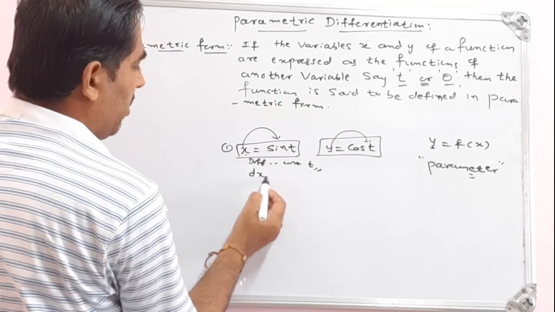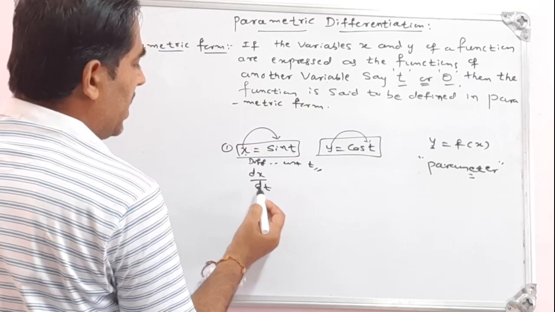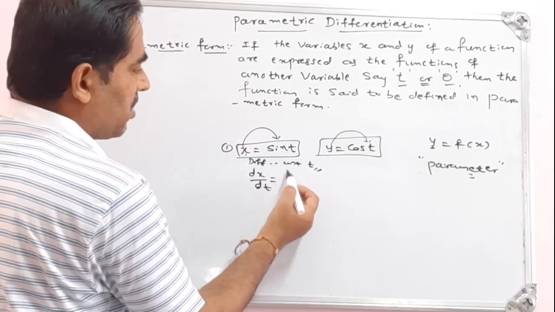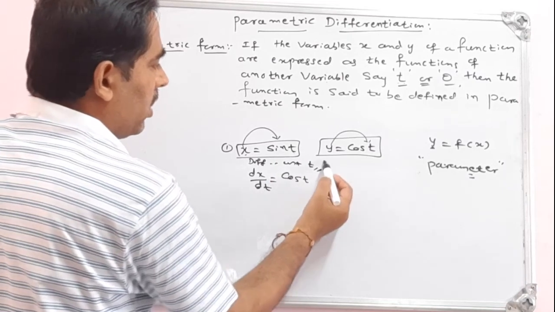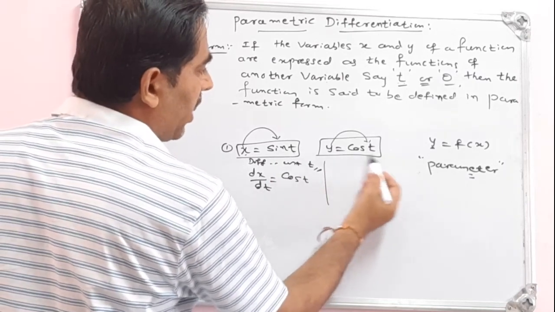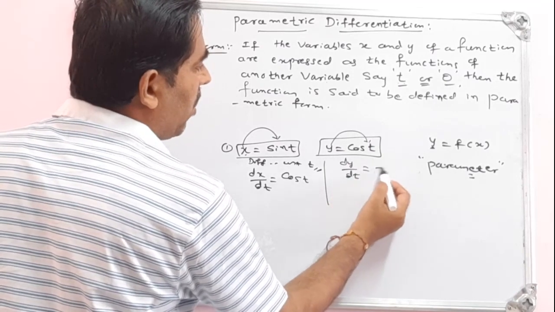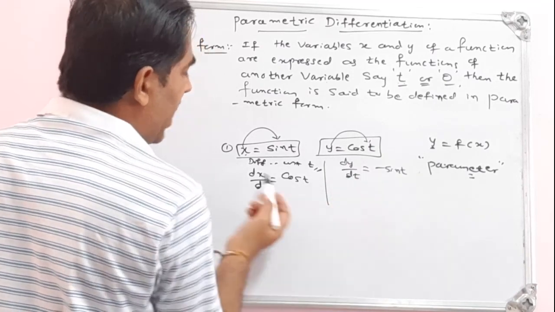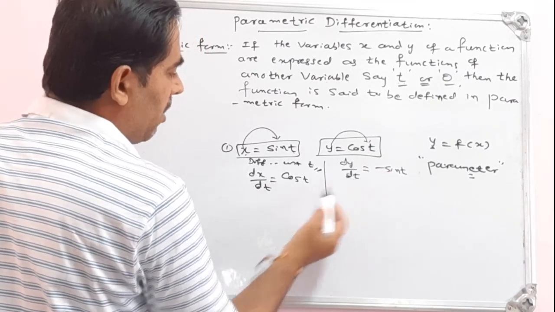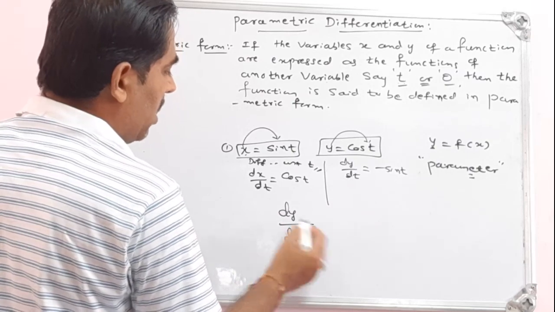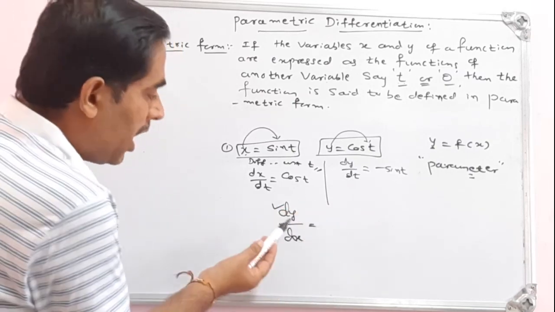On the left hand side I will get dx by dt. On the right hand side I can write the derivative of sin t, which is cos t. For the next function, we can also differentiate both sides with respect to t. I will get dy by dt, and the derivative of cos t is minus sin t. So I got dx by dt and dy by dt. What do I want? Our aim is to find the derivative dy by dx.